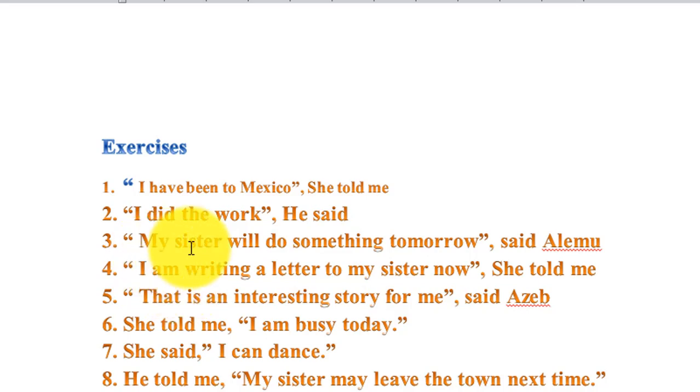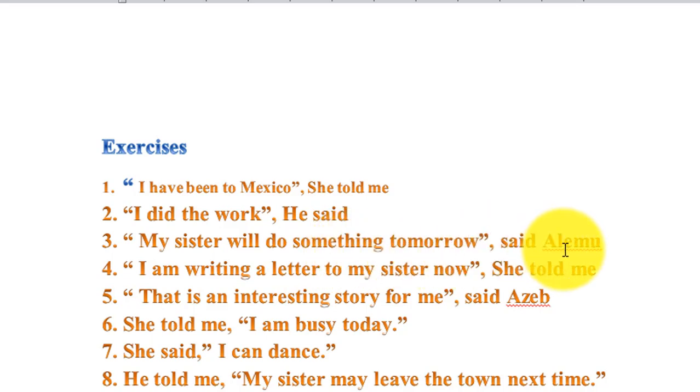"My sister will do something tomorrow," said Alam. Look how I wrote it: I started with the reporting verb "said" in small letter, not capital, otherwise it is wrong punctuation. The name of the person is always written with a capital letter.